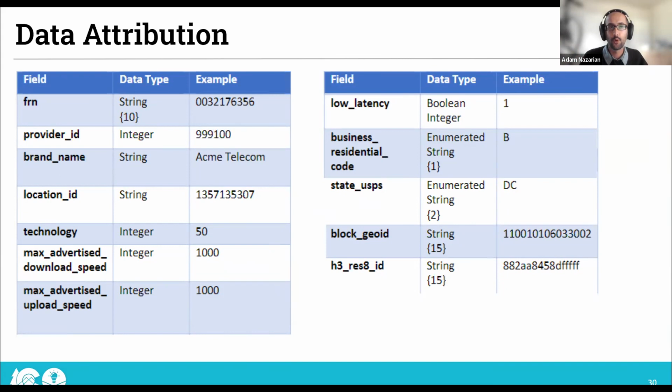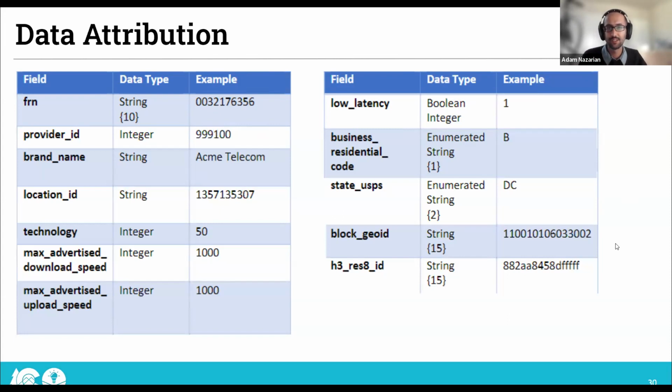And then another important thing for geography here is what census block the location is located in and what hex 8 the location is inside of. And a hex 8 is a hexagon that's about a little over half a mile wide.